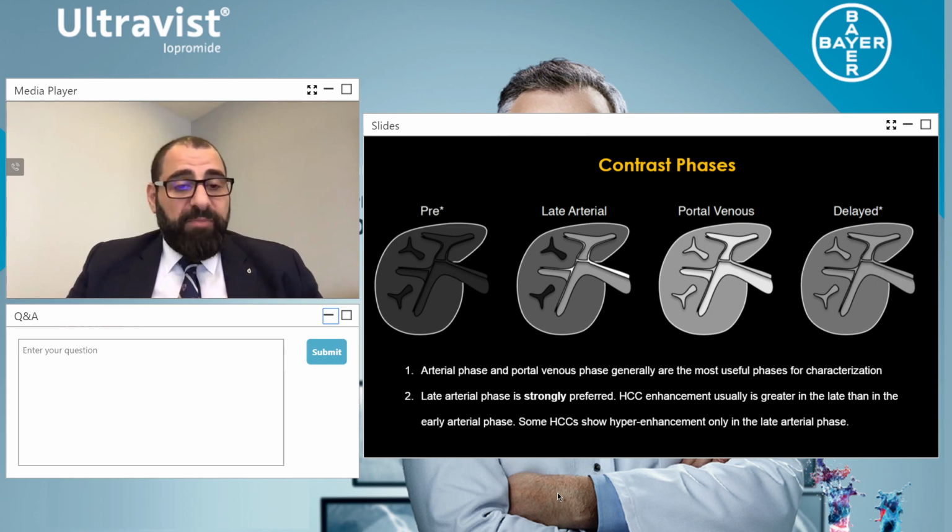And then we also have the portovenous phase, which is usually at 70 seconds, and a delayed phase. Now, this is important. The delayed phase here is where we should look at anything from 10 minutes and above. Some people say 3 minutes, some people say 5 minutes. If you look at literature, it's a minimum of 8 minutes, but more importantly, you want the contrast to go through, either it washes in or washes out of that lesion.